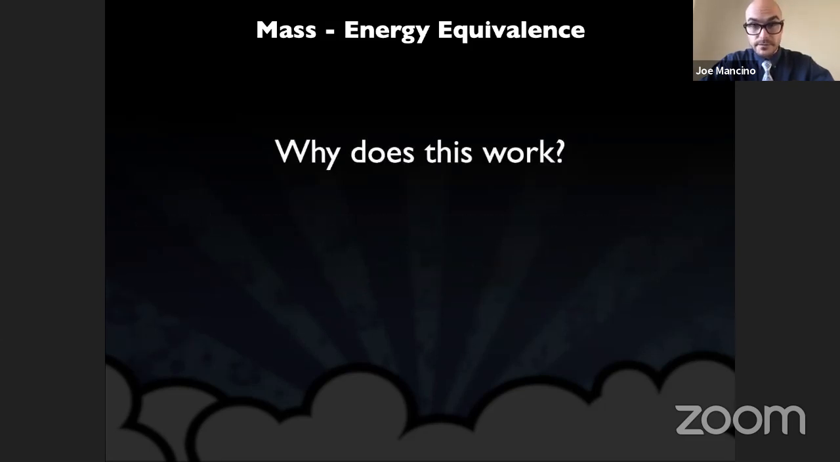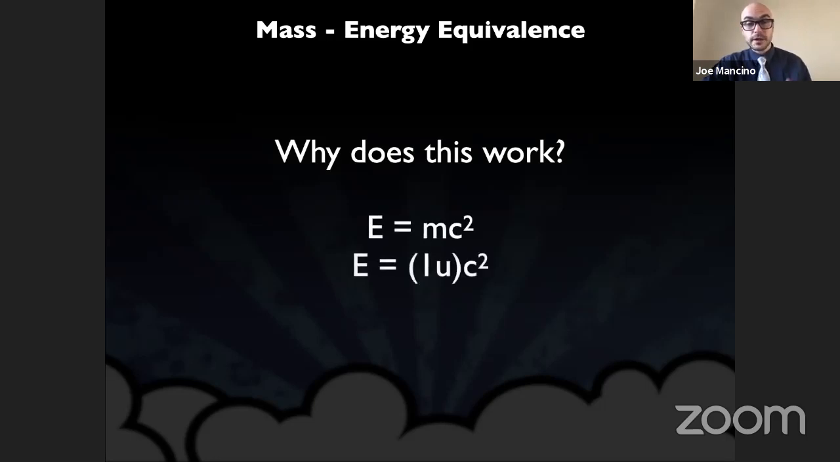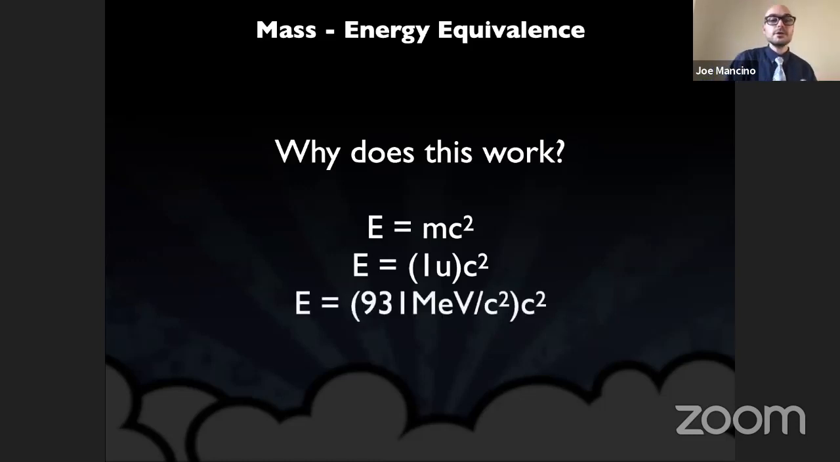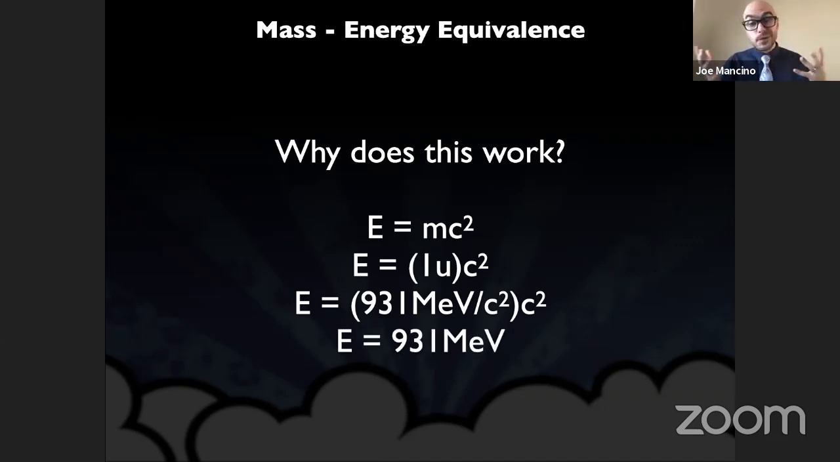Here's why it works. If E is MC squared and 1 U is the mass, if 1 U equals 931 MeV per C squared, and we multiply that by C squared, we get an energy of 931 MeV. That means that 1 U of mass, about 1 proton's worth of mass, has an energy equivalent of 931 million electron volts.